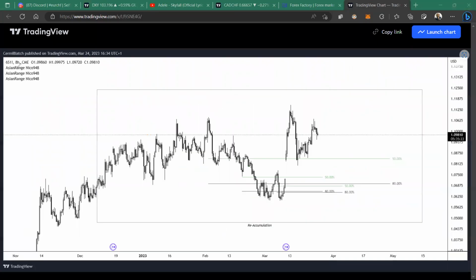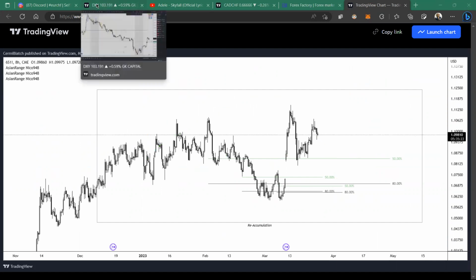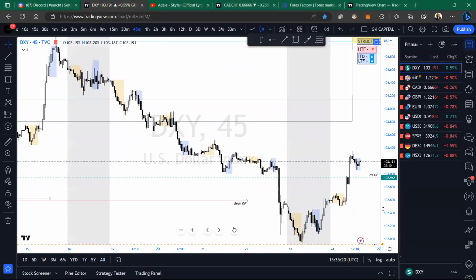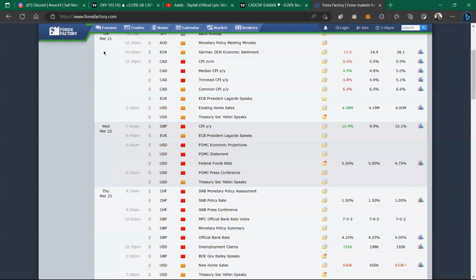Okay, let's have a look at that over here. Maybe we do have this attempt to distribute. Could be come down here and then go. Okay, cool. Let's go back to CADCHF.